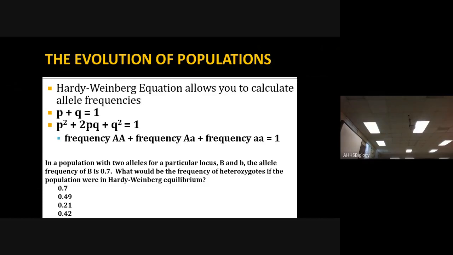And this is a really standard kind of practice problem for a Hardy-Weinberg question. In a population with two alleles for a particular locus, locus is one of those complex words that they like to use because it sounds fancy. It just means at a particular place. It's the same root word as location. A place on DNA is all it means. So big B and little b. The allele frequency of big B is 0.7. What would be the frequency of heterozygotes if the population were in Hardy-Weinberg equilibrium?